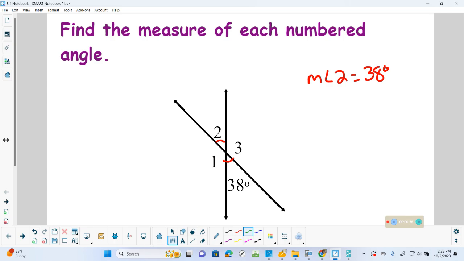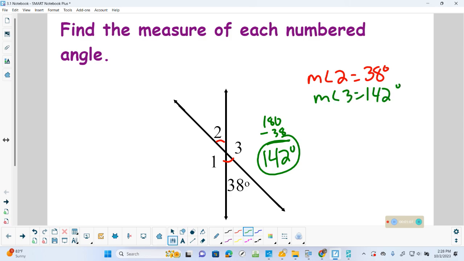Now, we need 3, let's get 3. Now, 3 and the 38 make what type of special angles? What's their name? 2 angles that make a line, what do we call them? Linear pairs. And what do linear pairs add up to? 180. So what's 180 minus 38? Good mental math. So I'm going to, over here on the side, make it look pretty.